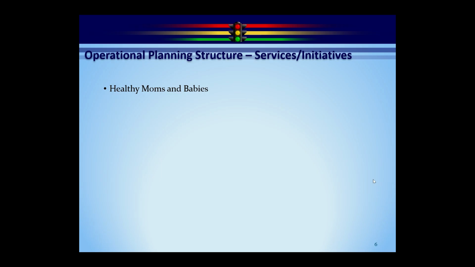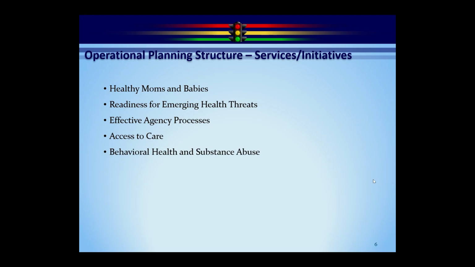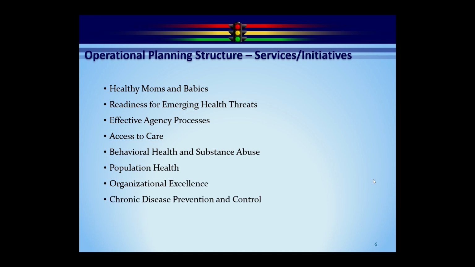Healthy moms and babies. Readiness for emerging health threats. Effective agency processes. Access to care. Behavioral health and substance abuse. Population health. Organizational excellence. Chronic disease prevention and control. Health disparities. And again, we're going to use the tobacco cessation example in here. So again, these are a place to put plans that'll get us to this end here.